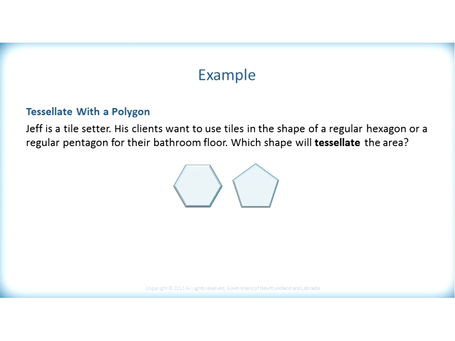So we're going to look at an example now. Tessellating with a polygon. Jeff is a tile setter. His clients want to use tiles in the shape of a regular hexagon or a regular pentagon for the bathroom floor. Which shape will tessellate the area? So in other words, which would be the better tile shape to tile a floor with?